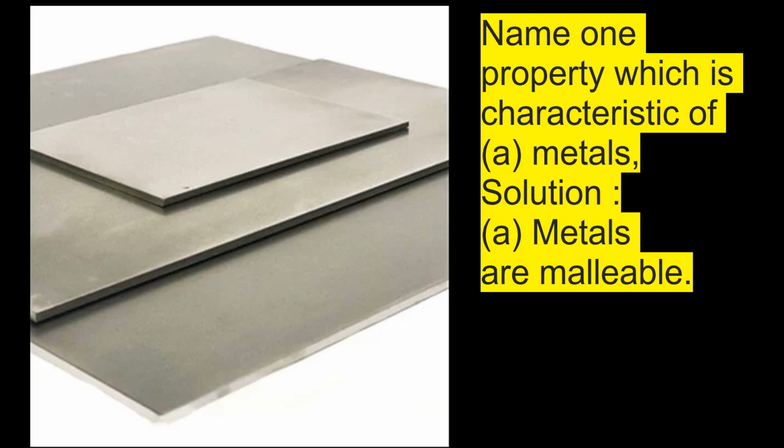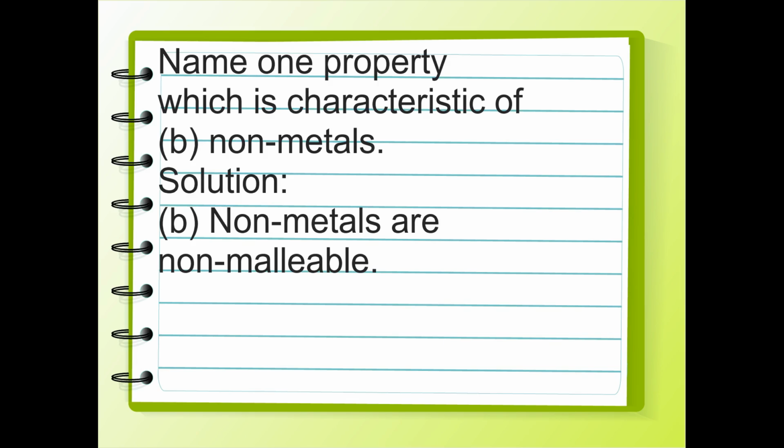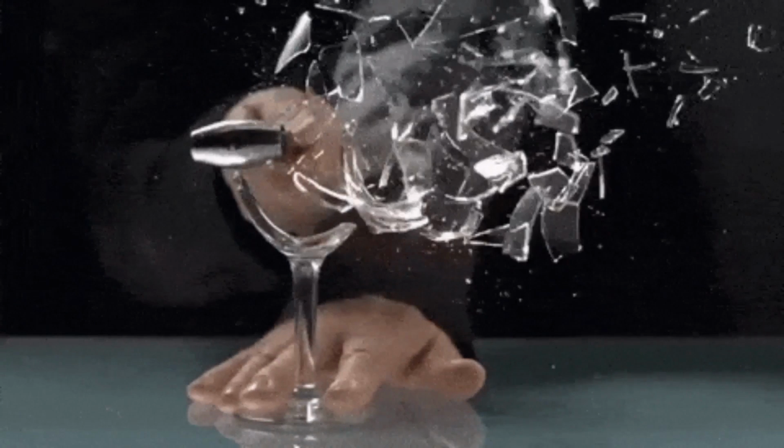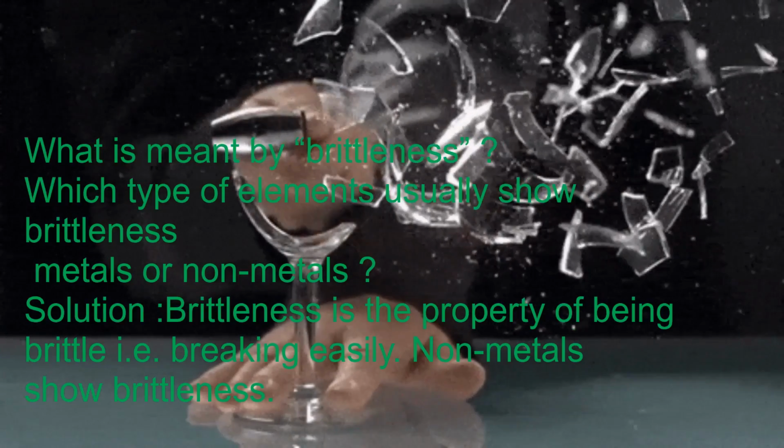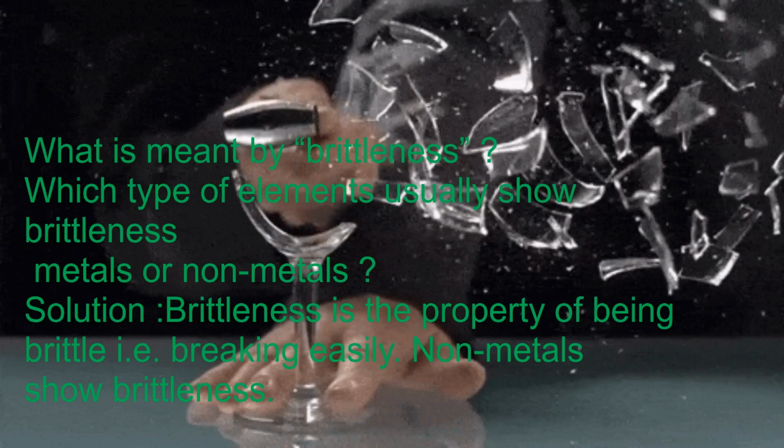Name 1 property which is characteristic of A. Metals. Solution: A. Metals are malleable. Name 1 property which is characteristic of B. Non-metals. Solution: B. Non-metals are non-malleable. What is meant by brittleness? Which type of elements usually show brittleness, metals or non-metals? Solution: brittleness is the property of being brittle, that is, breaking easily. Non-metals show brittleness.